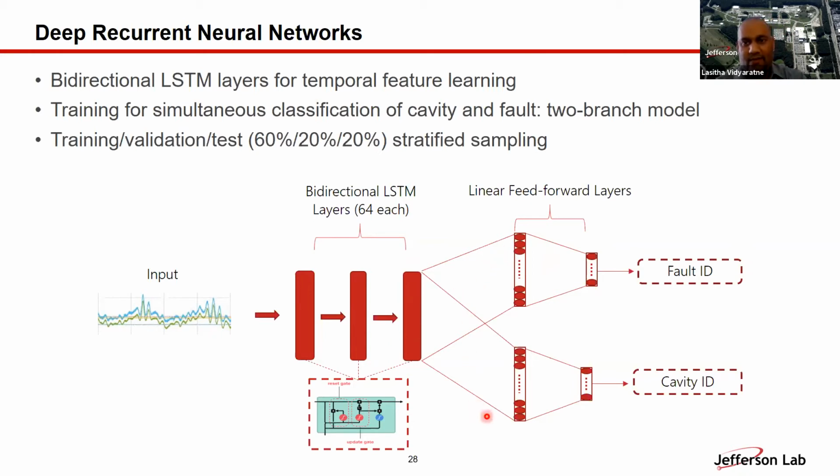Then at the back end, we have constructed 2 classification layers for simultaneous classification. It's a two-branch model for identifying both the cavity that failed first, as well as the type of fault, at the same time. The training, validation, and testing for this architecture was done using the dataset that we had, with 60% for training, 20% for validation, and 20% for testing.